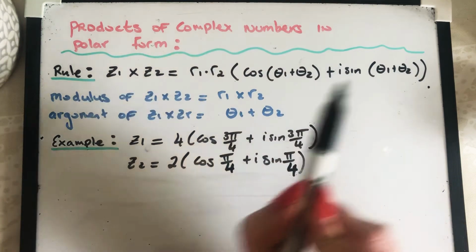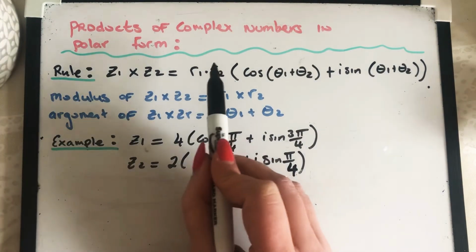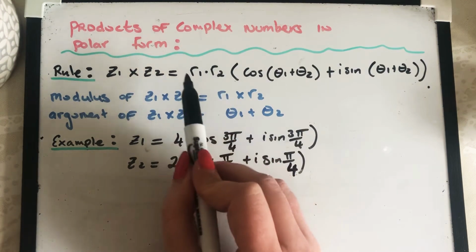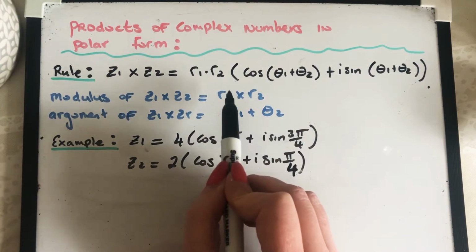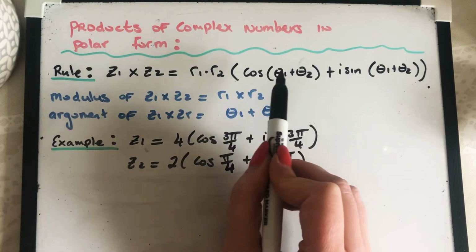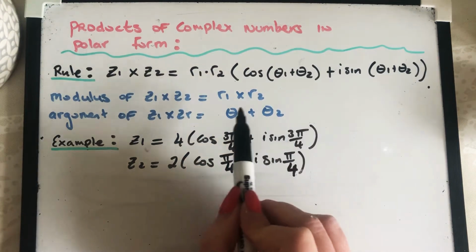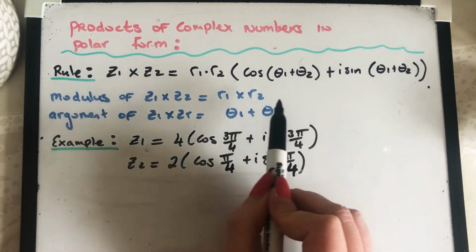All we're saying here is that when you're multiplying two complex numbers in polar form, you simply multiply the two moduluses together. So here it will be r1 and here will be r2, and we multiply them together. And then we add the arguments, so theta 1 plus theta 2 together. As you can see on this line, we add the arguments.